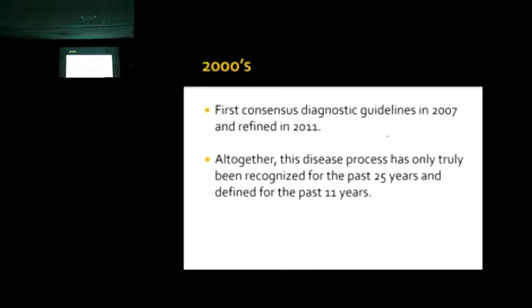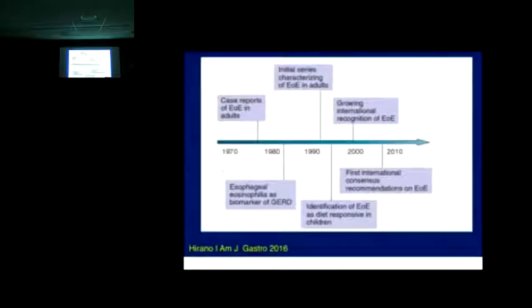The first consensus guidelines were in 2007. Just to give you an idea, I started medical school in 2004, so this wasn't taught then, and then it was refined in 2011. Altogether, it's only 25 years old. So relatively speaking, in medicine, this is a very new disease process. It's kind of coincided with the increase in food allergy, along with recognition of food allergy, really quite a bit in the same period of time. And it's really only been defined in the last 11 years.